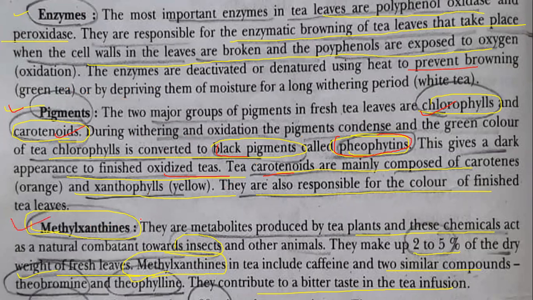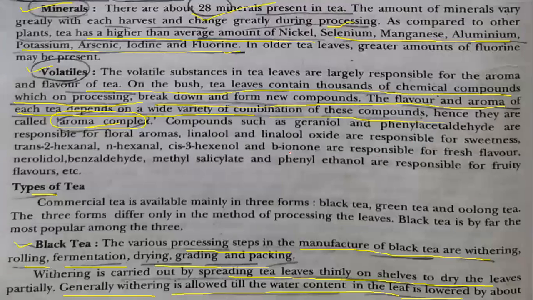Then methylxanthines are also there. They are metabolites produced by the tea plant, and these chemicals act as a natural combat against insects and other animals. They make up 2 to 5% of the dry weight of fresh leaves. Methylxanthines in tea include caffeine and two similar compounds, theobromine and theophylline. They contribute to the bitter taste of the tea infusion.